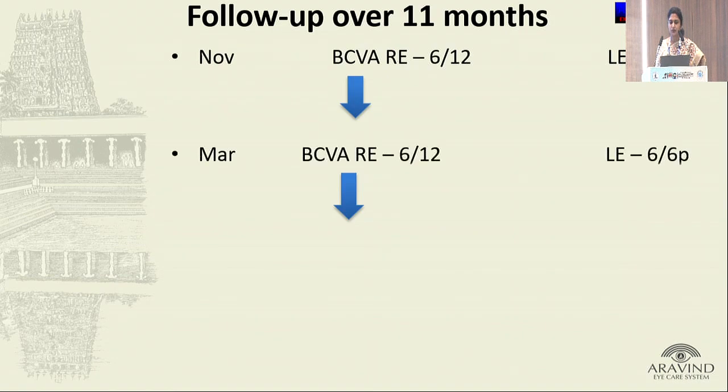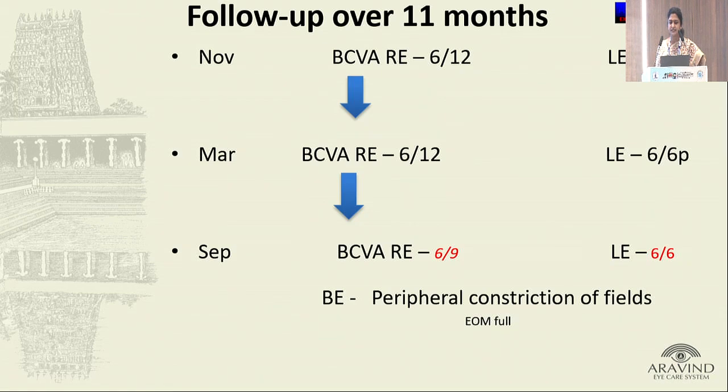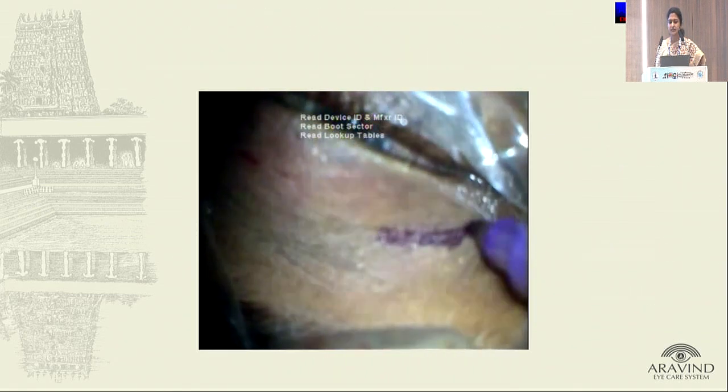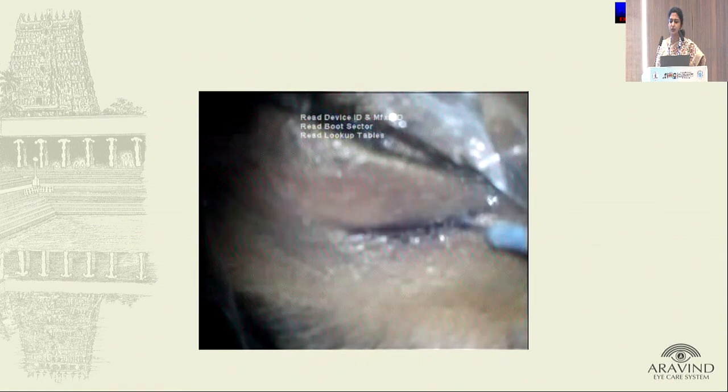atrophy. So, if you look at the course of events over a period of about 11 months, vision corrected to 6/9 in the right eye and 6/6 in the left eye, though there was peripheral constriction of fields, but the extraocular movements were full in this particular patient. So next, I went ahead and explored the other options also.